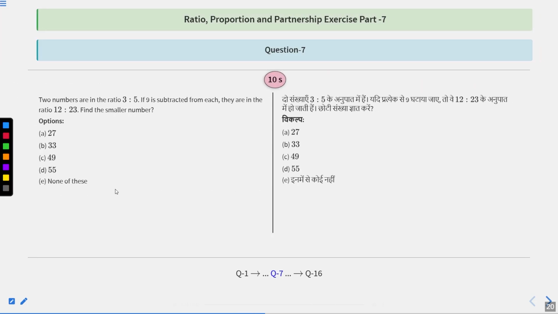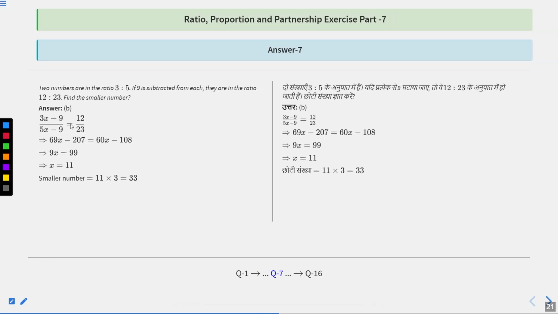Next one. 2 numbers are in the ratio 3:5. If 9 is subtracted from each, they are in the ratio 12:23. Find the smallest number. You have 5 options and 10 seconds to analyze the question. Your time starts now. Now time's up. Let's see the solution.